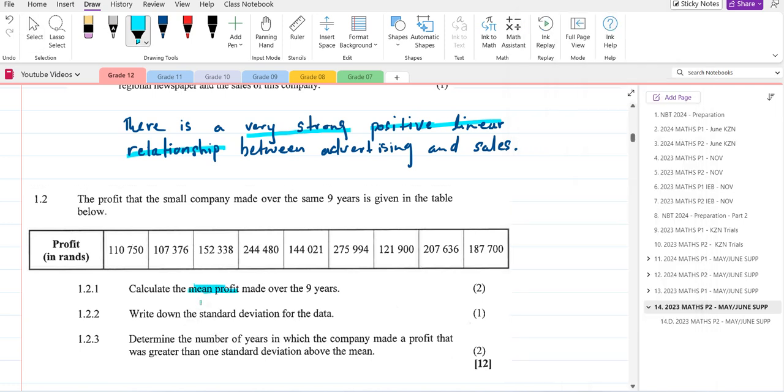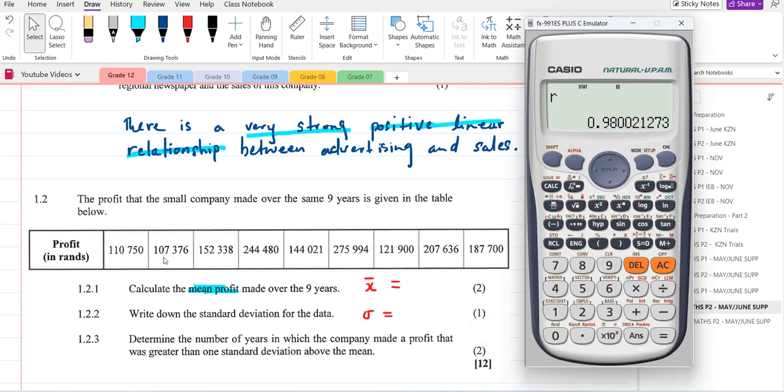So mean, and they want standard deviation. You can just use a calculator and write down the mean, right? And standard deviation is sigma, right? So we're going to use the standard deviation symbol here and the mean symbol there. So let's enter all these values now.